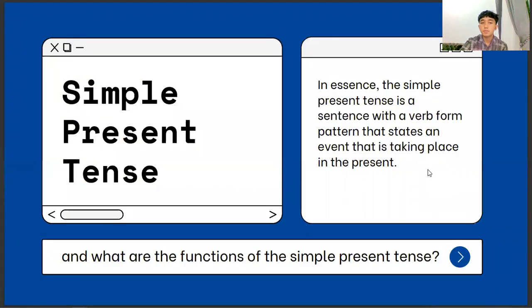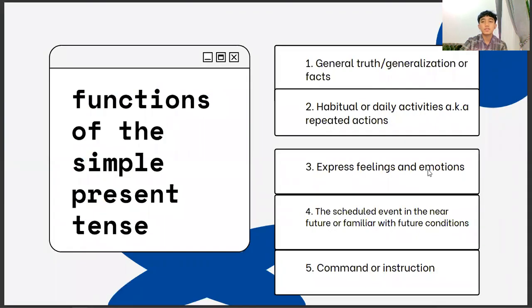And what is simple present tense? Simple present tense is a sentence with a verb form pattern that states an event that is taking place in the present. And what are the functions of the simple present tense? There are 5 functions of simple present tense. First is general truth or fact.